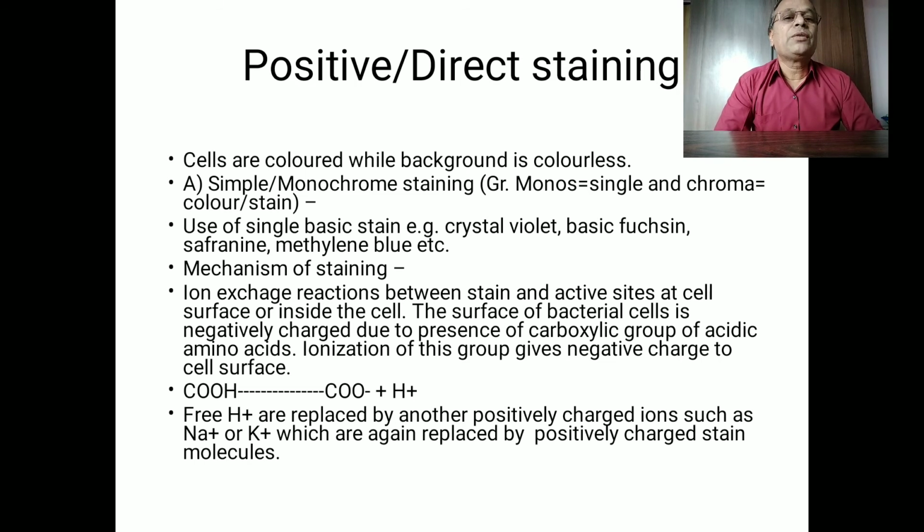Amongst the positive stainings, we will take the first example as simple or monochrome staining. It's the simplest staining procedure amongst all the staining procedures, and that's why it is called simple staining. It is called monochrome. Actually, this term monochrome is a Greek term. Monos means single and chroma means color or stain. In other words, one can say that this is a staining procedure in which there is use of a single stain. And you must remember that usually the stain used in this staining is a basic stain. Acidic stain cannot be used for positive or direct staining.